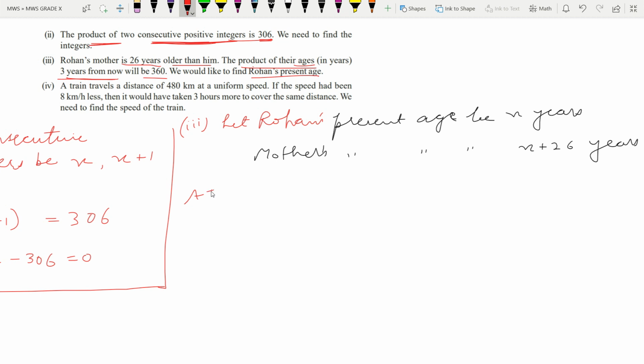So according to the question, Rohan's age after 3 years will be x plus 3, obviously. Multiply, as it is written product, so multiply. And mother's age after 3 years will be x plus 29. Here it is 26, but after 3 years mother will get older by 3 years, so it is x plus 29. So the product of their ages will be 360. Now we can solve further.